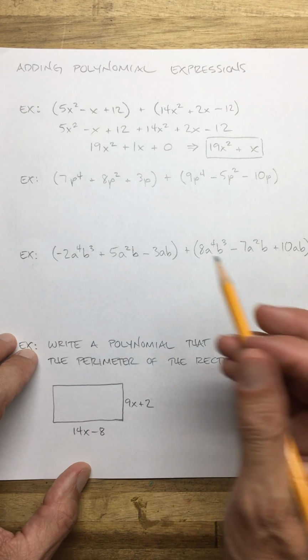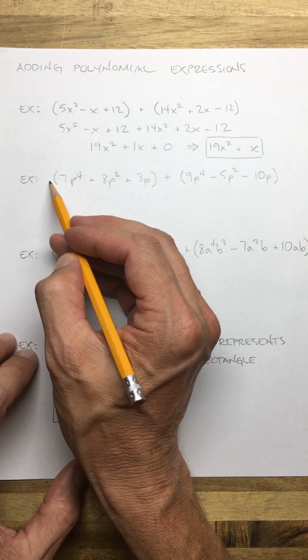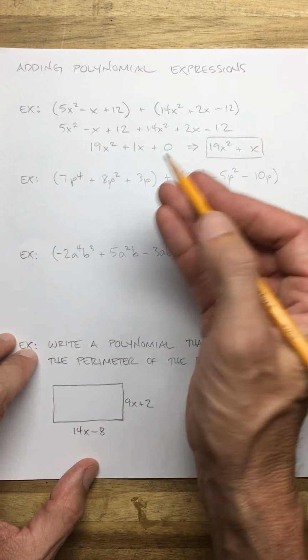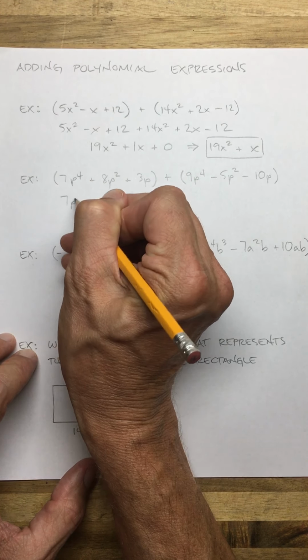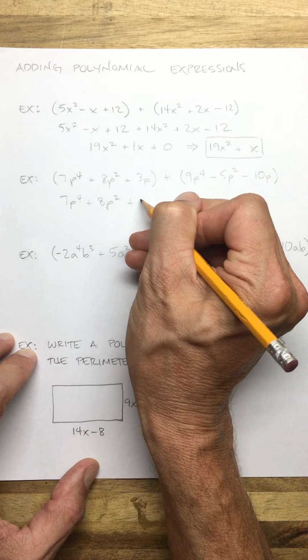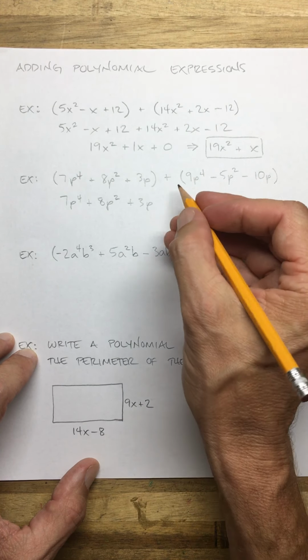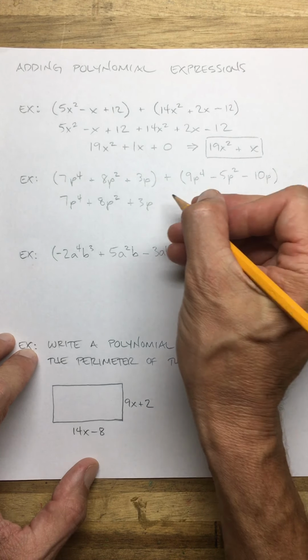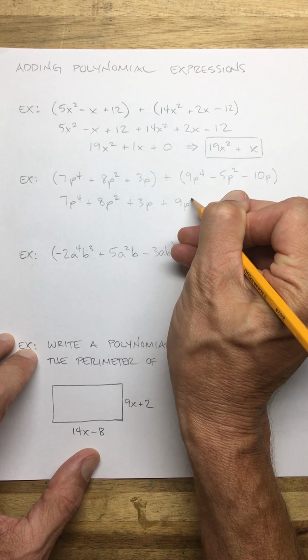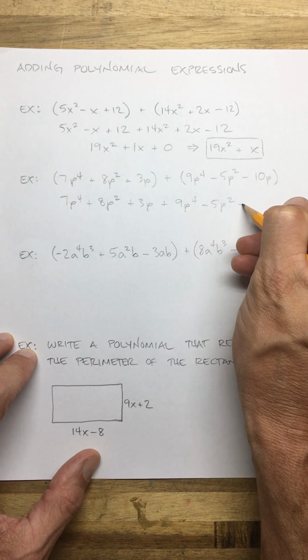All right, here we go. Same thing here, right? Adding these two polynomials, there's a 1 outside here, so 1 times all of that is all of that. So here we go. 7p to the 4th plus 8p squared plus 3p plus 1 times all of that. So it's 1 times that is still the same thing. So plus 9p to the 4th minus 5p squared minus 10p.